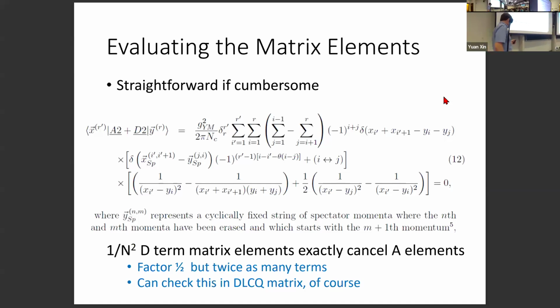It's a little bit surprising also because of the factor of 1/2. There's a factor of 1/2 in the D terms, but this is exactly compensated by the number of terms that you have being just twice the number of terms. So it's a little bit like miraculous or so, but I'll get back to this one here. Of course, you can check this with the DLSQ matrix, and indeed this works out.